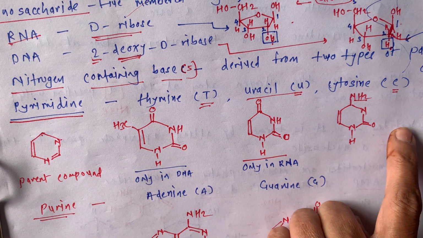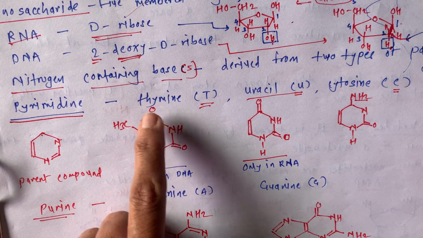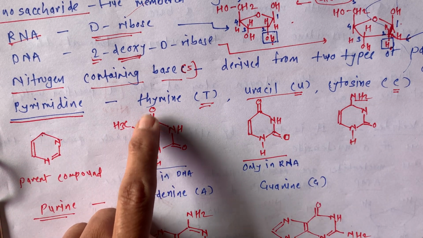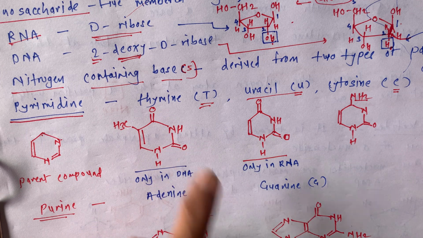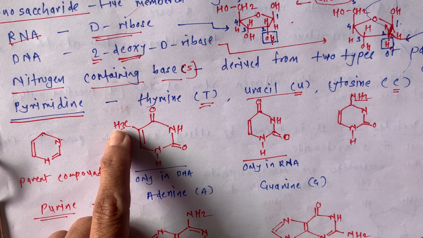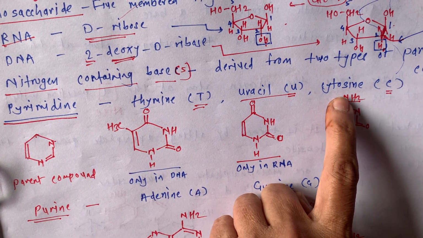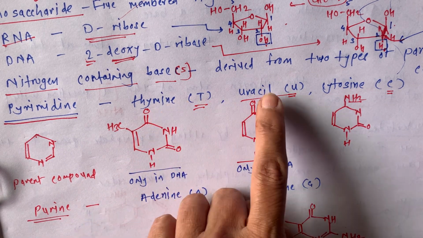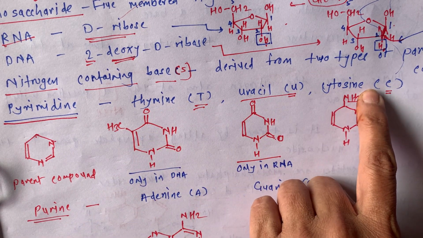So you can remember all the bases, thymine, uracil, cytosine, by knowing the parent compound and what the derivatives of it are. You have to remember all these additional groups attached: the presence of C double bond O at this carbon, or CH3 attached to this carbon, or NH2 attached to this carbon. You have to remember these things. So this is thymine, uracil, or cytosine.